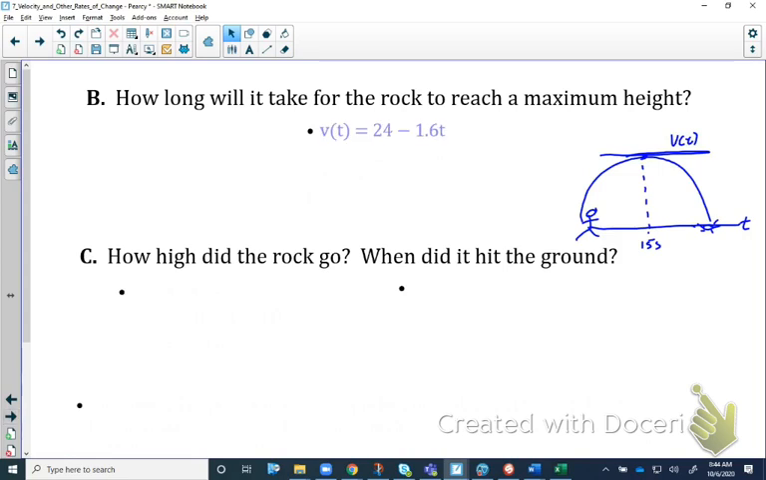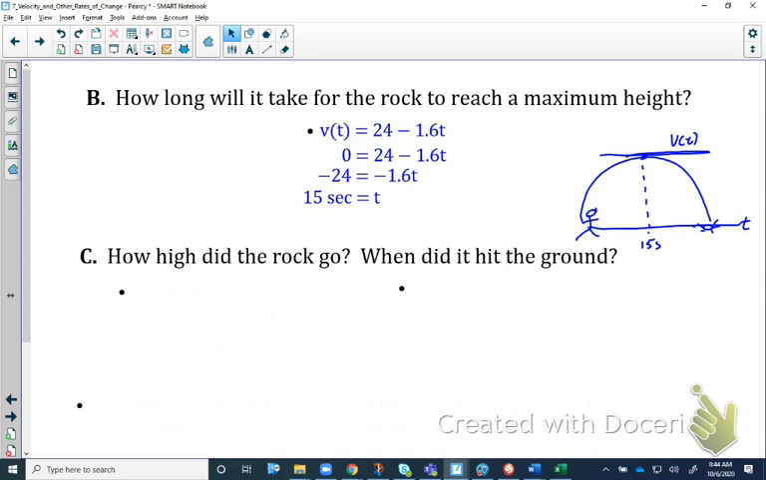So I take the velocity function and set it equal to 0, and then I solve for t using just some basic algebra. In this case, it would take 15 seconds for the rock to reach its maximum height, which is pretty impressive. If I threw something in the air and it took 15 seconds before it even got to its highest point, I'd feel pretty good about myself.